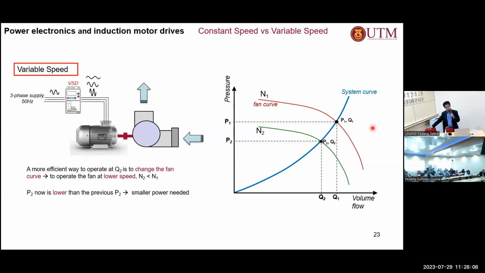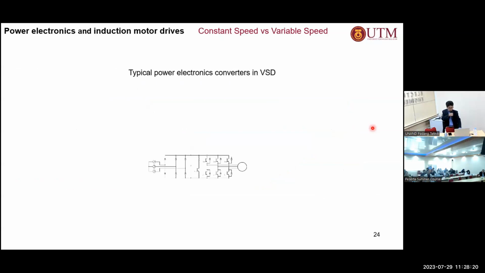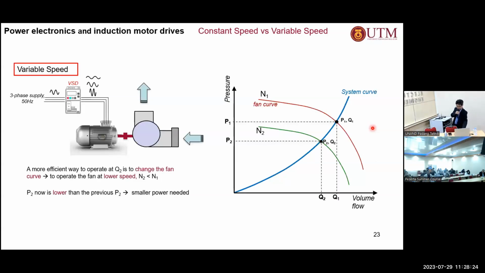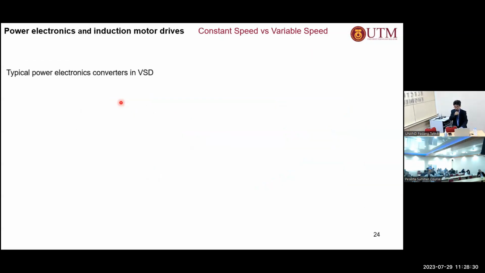You can save energy by as much as 20% of the energy used in the cement industry. That is what is reported by ABB. I'm not sure whether it is true or not. But anyway, what is inside that variable speed drive then? You may be wondering what is actually inside that. So what is inside that?